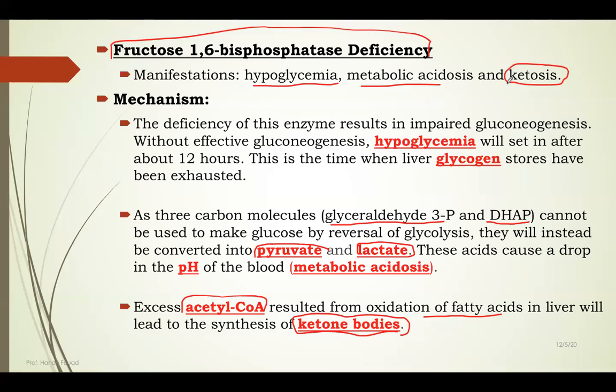Why do we have hypoglycemia? Because the body cannot synthesize glucose from amino acids. There is deficiency of the key enzyme fructose 1,6-bisphosphatase. Why do we have metabolic acidosis? Because glycolysis cannot proceed in the opposite direction to synthesize glucose, but it will go downward in the normal direction to synthesize excess amounts of pyruvic and lactic acid, and this leads to metabolic acidosis.